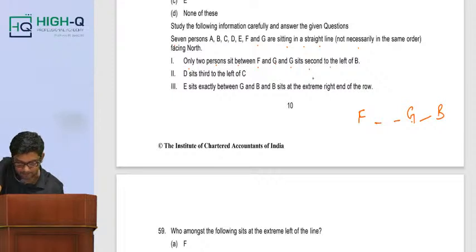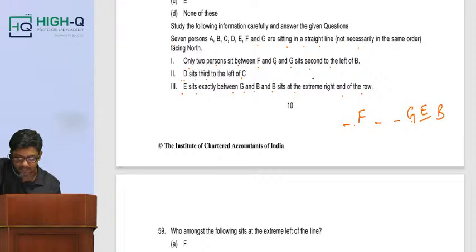Next one. D sits third to the right of C. I don't know where D and C are, leave it. E sits exactly between G and B. And B sits at the extreme right end of the row. Very good. Now, out of 7 people, 4 people are arranged, only 3 places remain. Now let me go here.